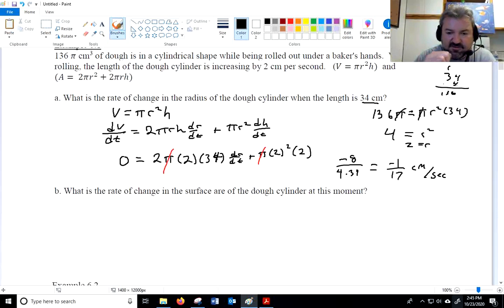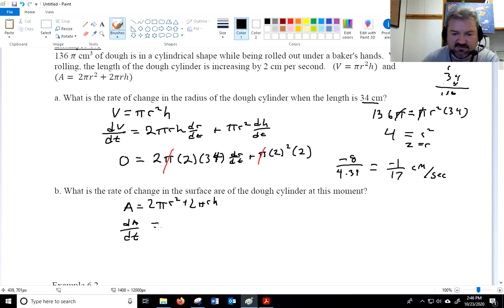Now, let's see here. What is the rate of change in the surface area of the dough cylinder at this moment? Okay, so we need to figure out the rate of change in the surface area. Now, how would we do that? Well, let's start with the area formula, and we'll just go from there. 2 pi r squared plus 2 pi r h. Take the derivative, dA/dt.